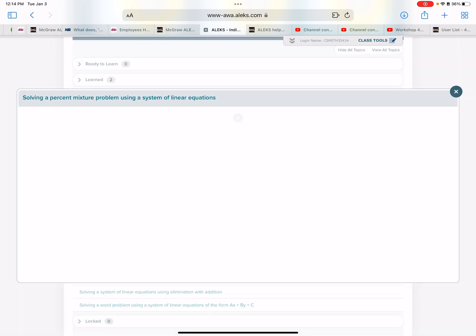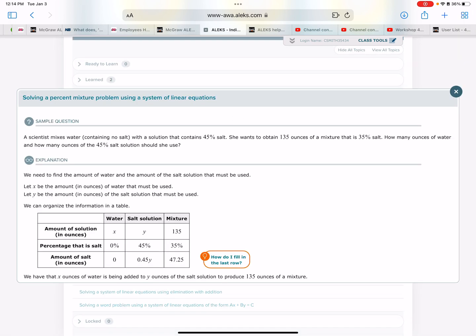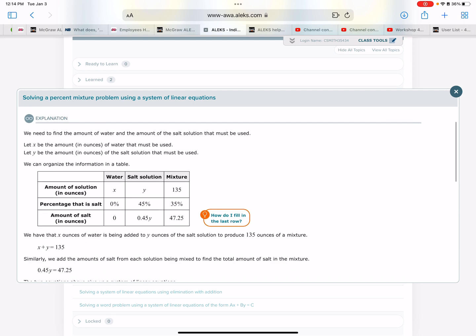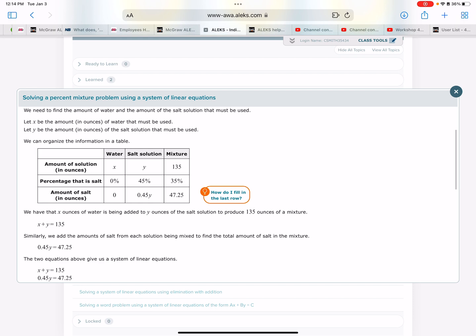This one is a percent mixture problem. The difference with a percent mixture problem is, remember, it equals 100% total, and that's going to be the total aspect of it. So when we have one percent as 45%, we know the other percent because of just a simple percentage problem. So let's look here.